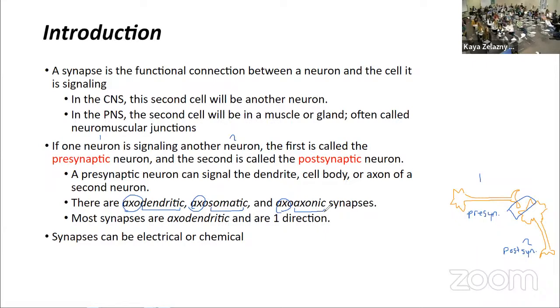Now, synapses are communication between a presynaptic neuron and a postsynaptic neuron. That communication can happen in different ways. So we can have either electrical or chemical synapses, electrical or chemical signaling. We're usually, I'll tell you up front, going to be talking about chemical synapses, but we do want to know that both exist and understand that distinction.